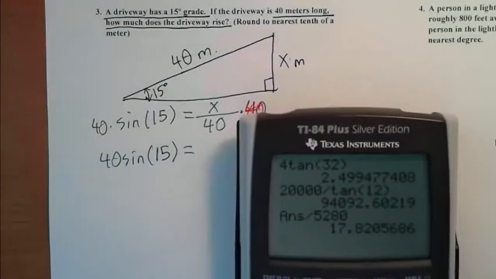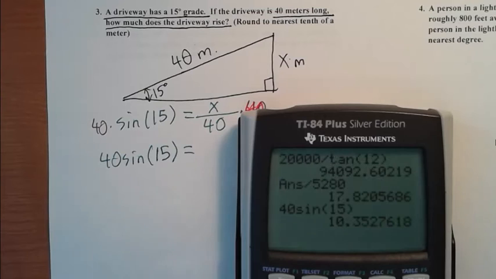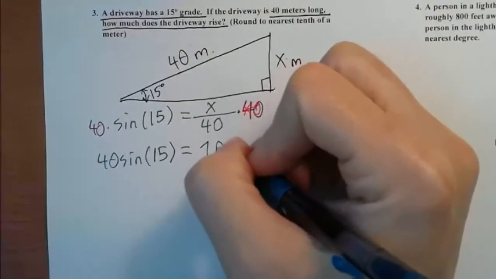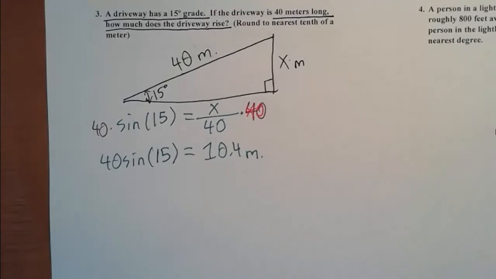And we can go to our calculator now. 40 times the sine of 15 equals 10.35. Round to the nearest tenth of a meter, we can round that to 10.4 meters of elevation change. So that is about 30-ish feet if you're thinking about it in terms of American units. So rising 30 feet is a pretty fair amount for a driveway up to a house. That would be a pretty steep driveway. And that wraps up our pretty straightforward problem number 3.